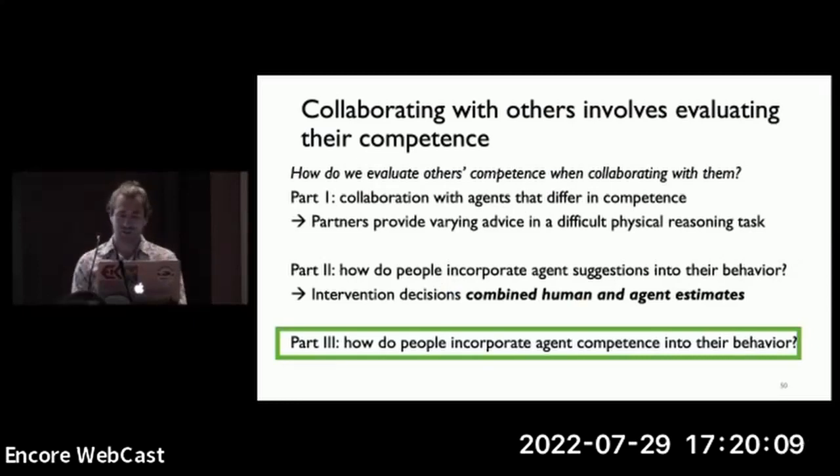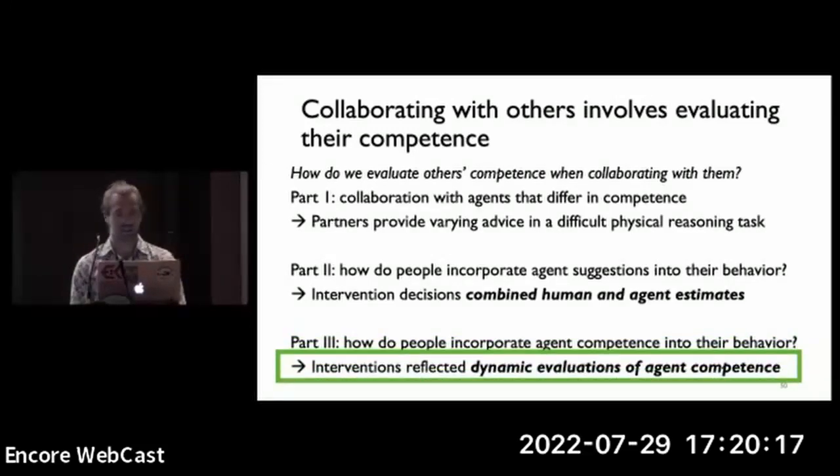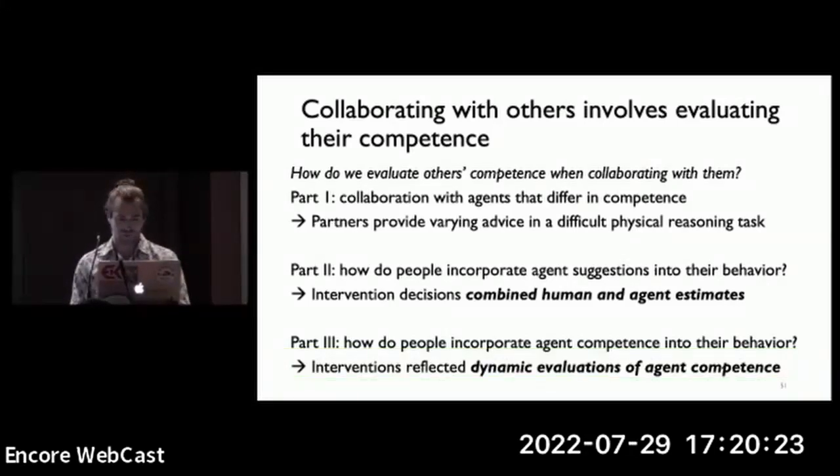So if we return to our original question here, we want to know how people's intervention behavior is reflecting judgments about their partner's underlying competence. And we're finding that interventions reflected dynamic evaluations of the agent's competence. So in other words, when people intervened, they incorporated the previous behavior of their partner. So in future work, we want to explore this tension a little bit between the fact that people are sensitive to changes in their partner's competence, but they also have an ability to generalize from past behavior and have some stability in those judgments. So that's future work.